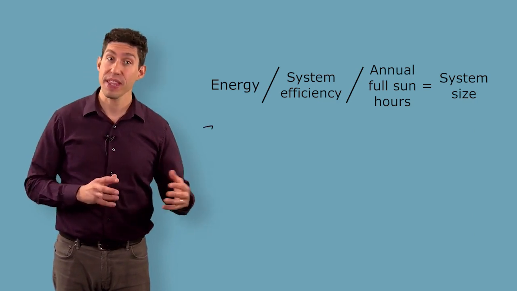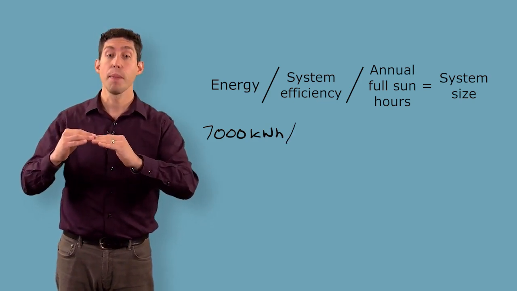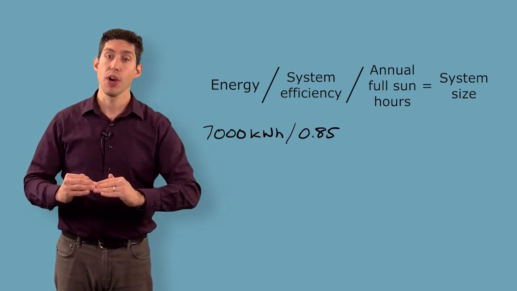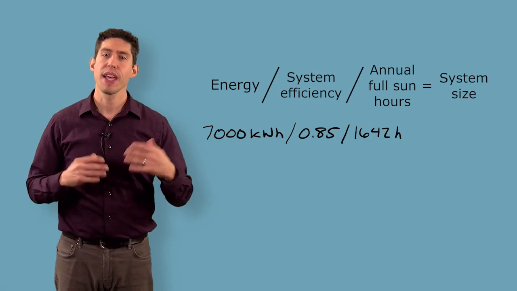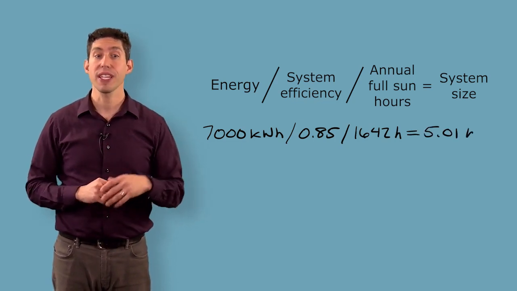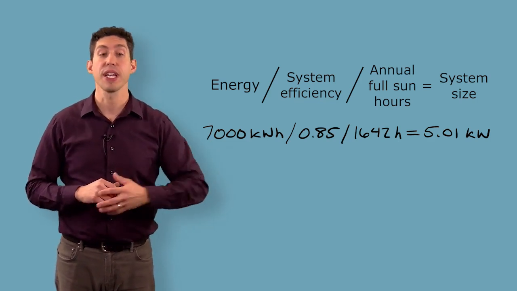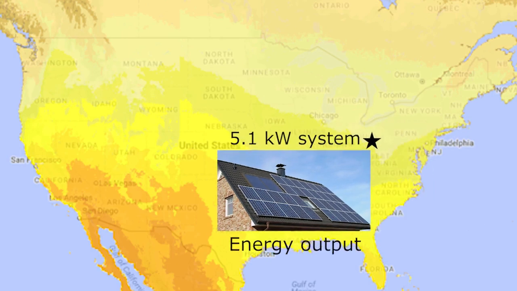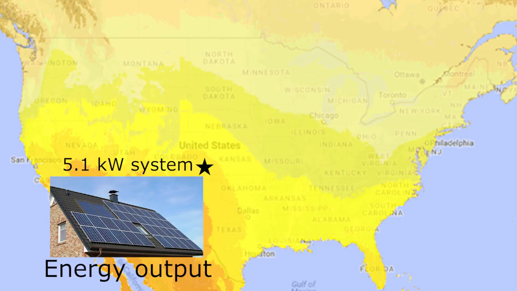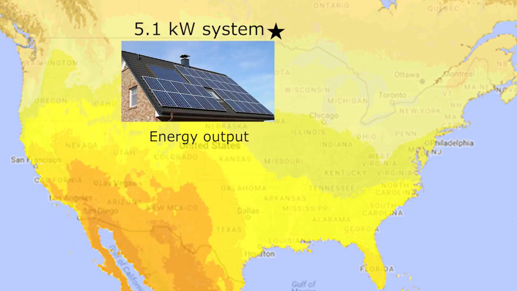We need to produce 7,000 kilowatt hours of electricity, so mathematically we divide 7,000 kilowatt hours by the 85% system efficiency. We then divide that total again by 1,642 full sun hours. That tells us we would need a 5.01 kilowatt PV system to produce 7,000 kilowatt hours of energy in New York City. That system will always be a 5.01 kilowatt PV system because it represents power. But if that same size system is placed in a location with a greater insolation, it'll produce more energy over the year. Likewise, if that same system is put somewhere that has less insolation, less energy.